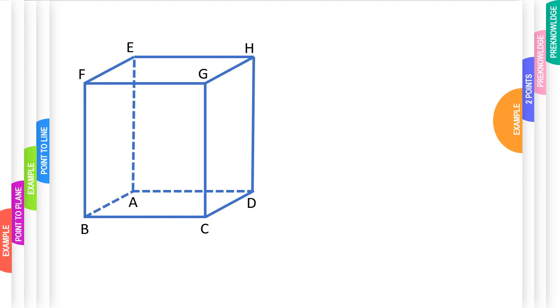Let's learn about an example of determining the distance between 2 points of a cube. We have a cube there. There is point P, which is located between B and C. The question is, calculate the distance of point P and point H if the side is 6 cm.